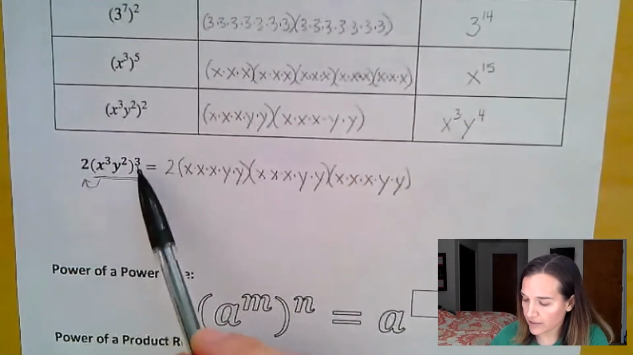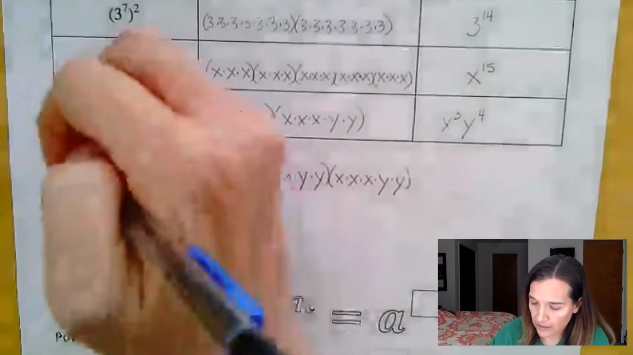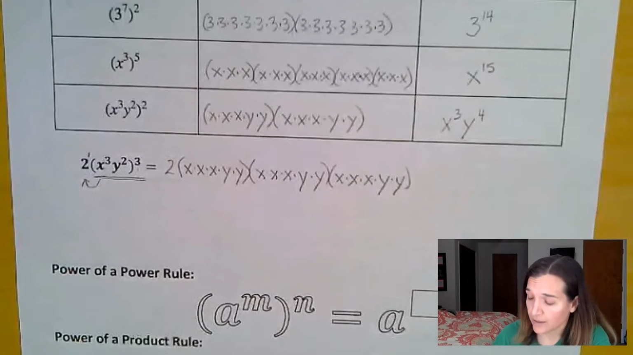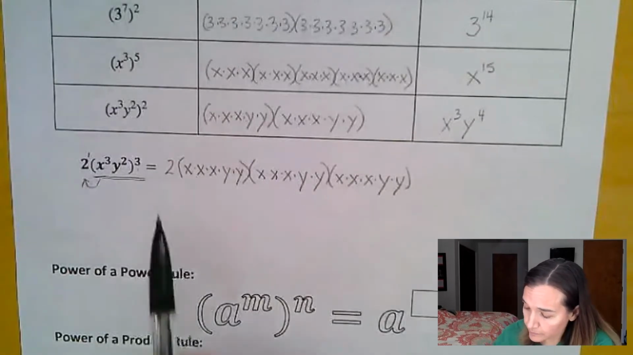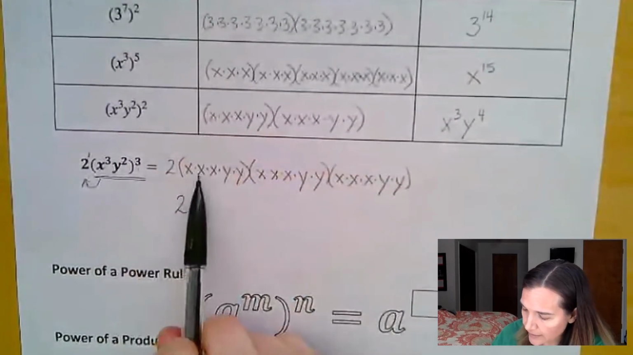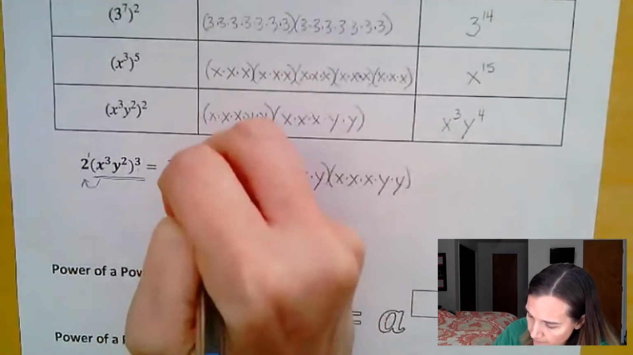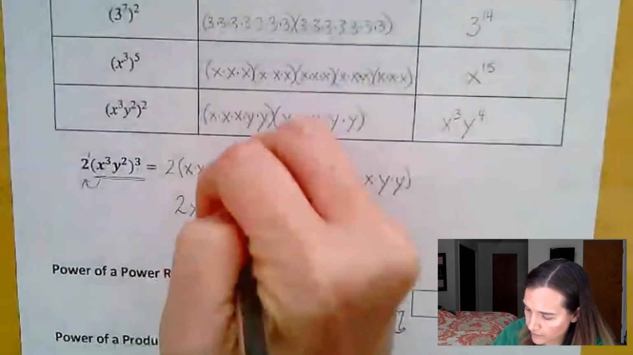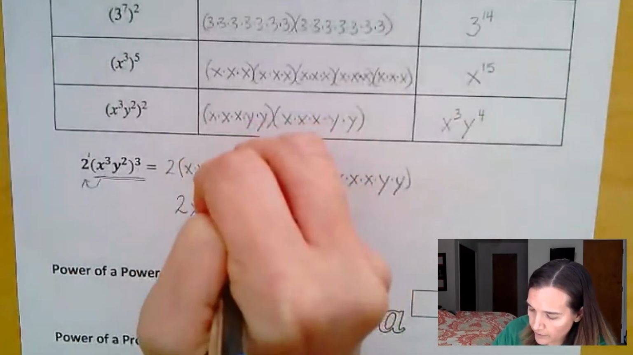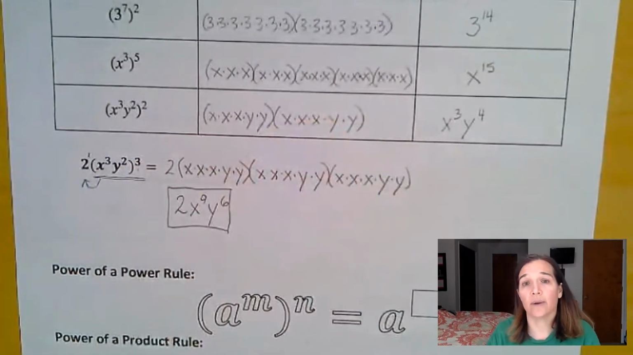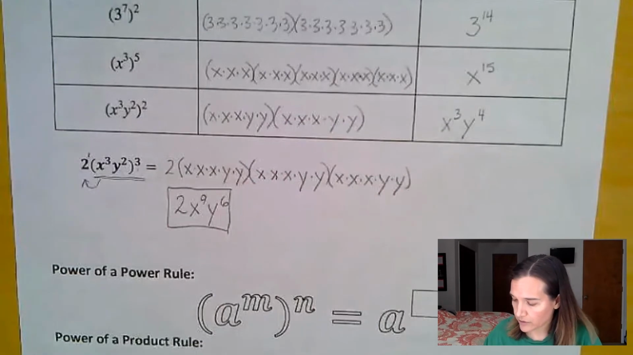The 2 is not being taken to the 3rd power. If we want to make it really clear, we can put a 1 there. That's its exponent. So there's 2 to the 1st power. Putting it all back together, we have 2 times, and the x, here's 3, 6, 9 of them, times y, and then here's 2, 4, 6 of them, and you end up with this answer of 2x to the 9th power, y to the 6th power. So let's jump down to those rules.